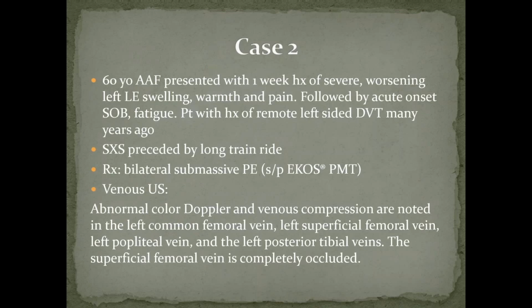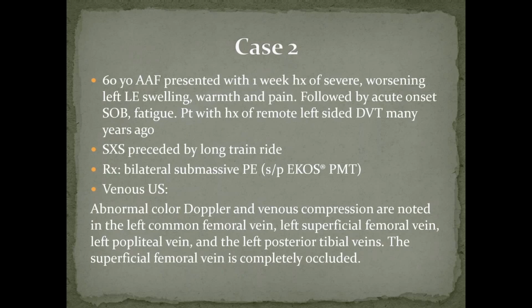So the second case is a 60-year-old African-American female. She presented with a history of severe pain in the left lower extremity, acute onset, and had shortness of breath as well. This was preceded by a long train ride, and she was diagnosed in the ER with a bilateral submassive PE. Therefore, EKOS was used from a PE standpoint.